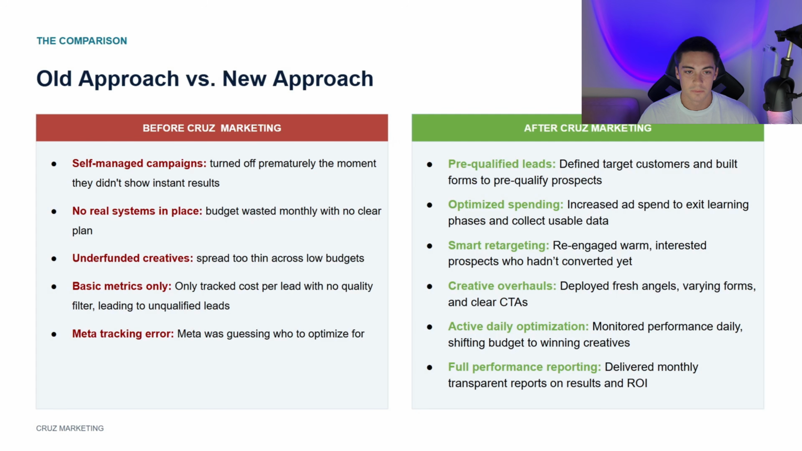So the old approach versus the new approach. Before Cruz Marketing, it was self-managed campaigns turned off prematurely the moment they didn't show instant results. There was no real systems in place, and budget was wasted monthly with no clear plan. Creatives were underfunded, and the budget was spread too thin. Basic metrics only were being tracked. Only tracked cost per lead with no quality filter. This led to unqualified leads. Also, a Meta tracking error. This left Meta guessing who to optimize for with no data.